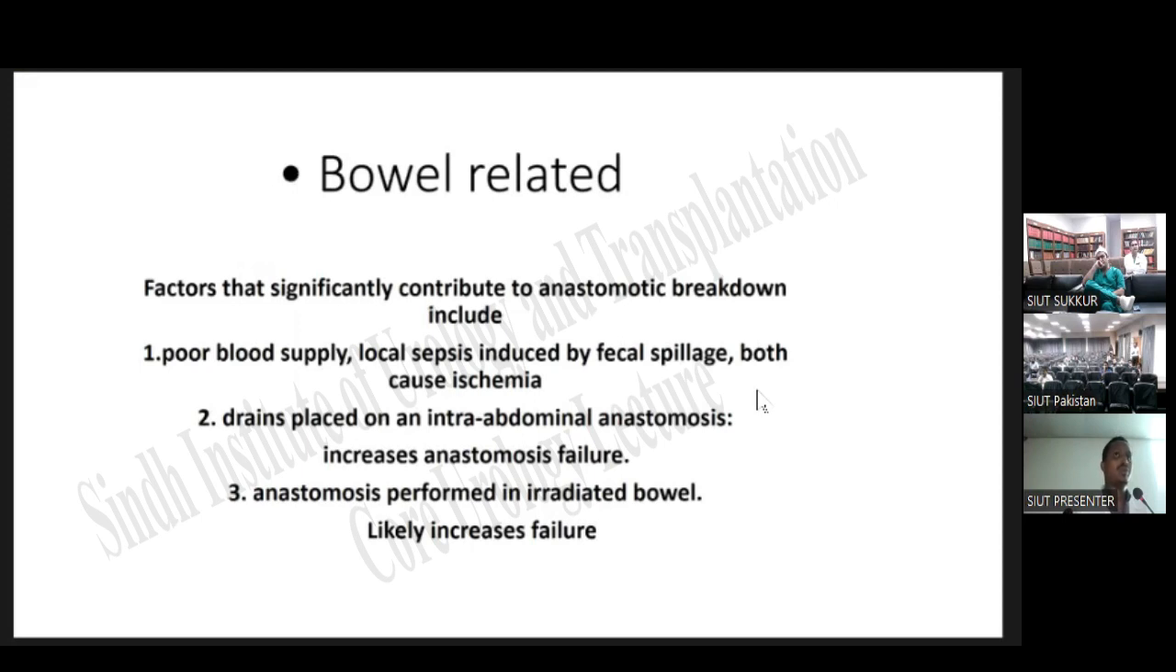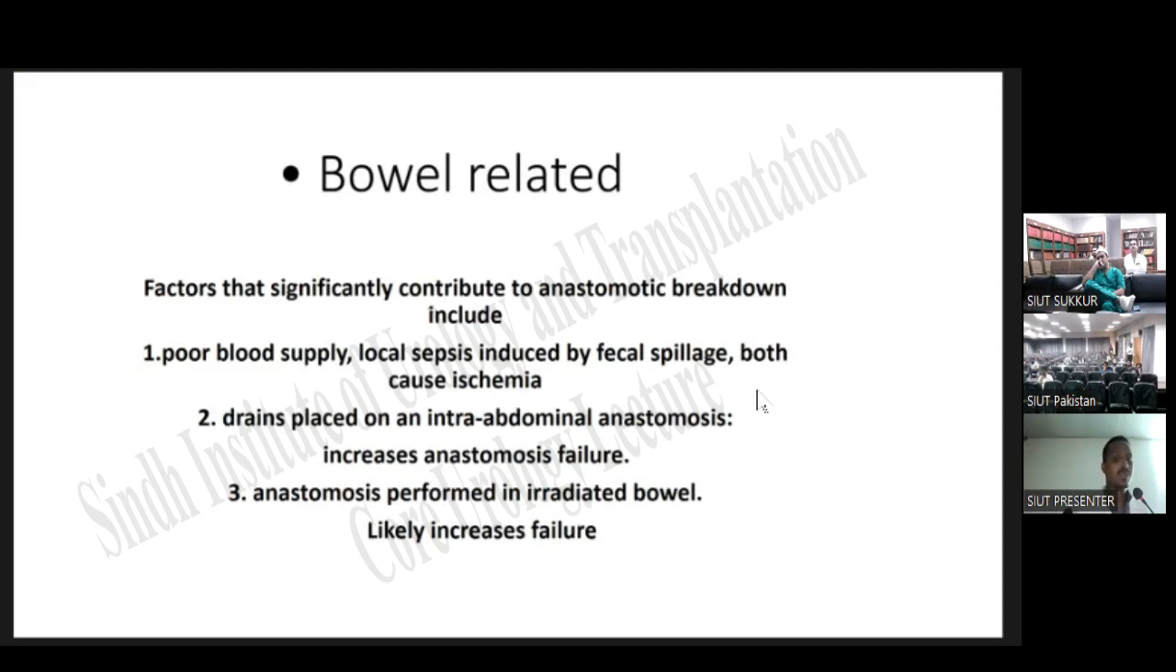Mostly when we do urinary diversion, last lecture we talked about in detail. When you dissect it, you have to take care of the mesentery and the blood supply of the portion you are taking out. If you damage it, it will become ischemic. Later it will become more of a problem: anastomosis leak, sepsis induced by fecal spillage. All this we talked about last time.